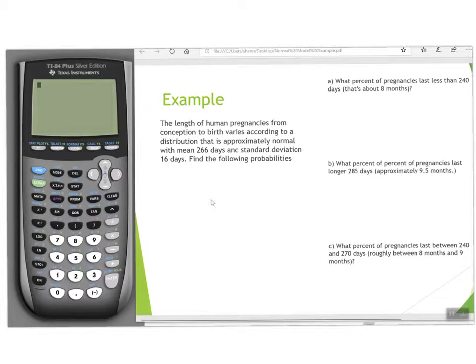So the first thing we need to do is look at the words approximately normal. Because of that, what does that mean? Well, that means we can draw a normal curve. And so let's draw a normal curve. On this normal curve, what is at the center of the curve? 266. So we're going to look at the following days that they want us to find.